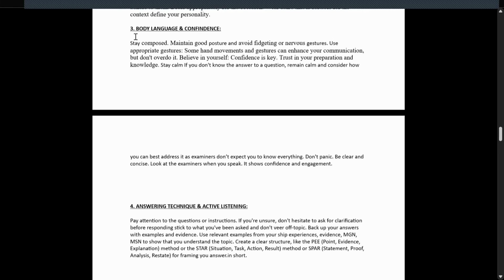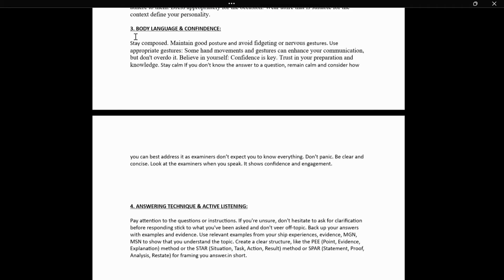The third thing is your body language. They are also looking for how you will react. What are your gestures? Are there any nervous gestures? Then they will easily catch on to that. So you should use appropriate gestures, use some hand movements, which will also enhance your communication, but don't overdo it. Confidence is key, and trust in your preparation and knowledge.